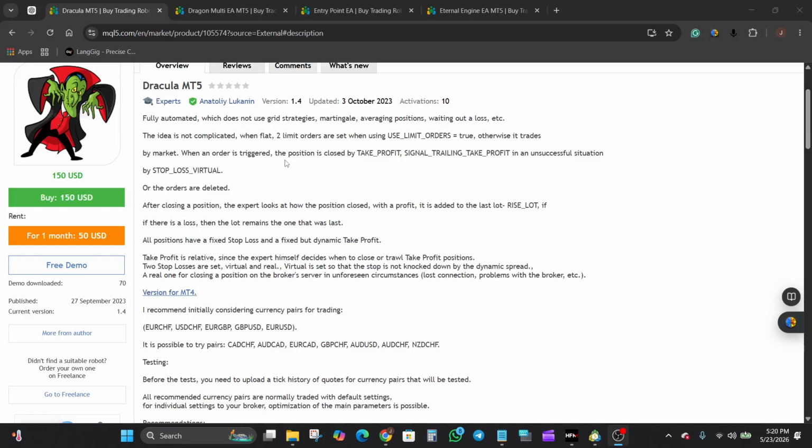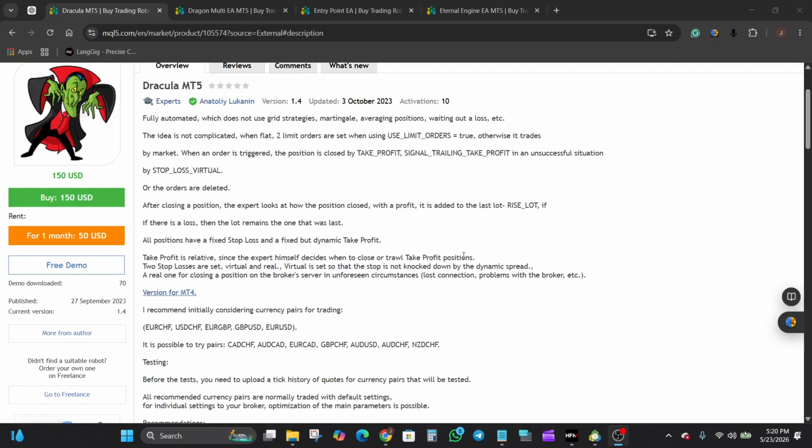As I continue scrolling through the description, the developer clearly mentions that this is a fully automated EA and specifically states that it does not use martingale grid systems, averaging positions, or loss weighting strategies. That's something a lot of traders pay attention to because those types of recovery systems can sometimes increase account exposure quite aggressively during difficult market conditions.